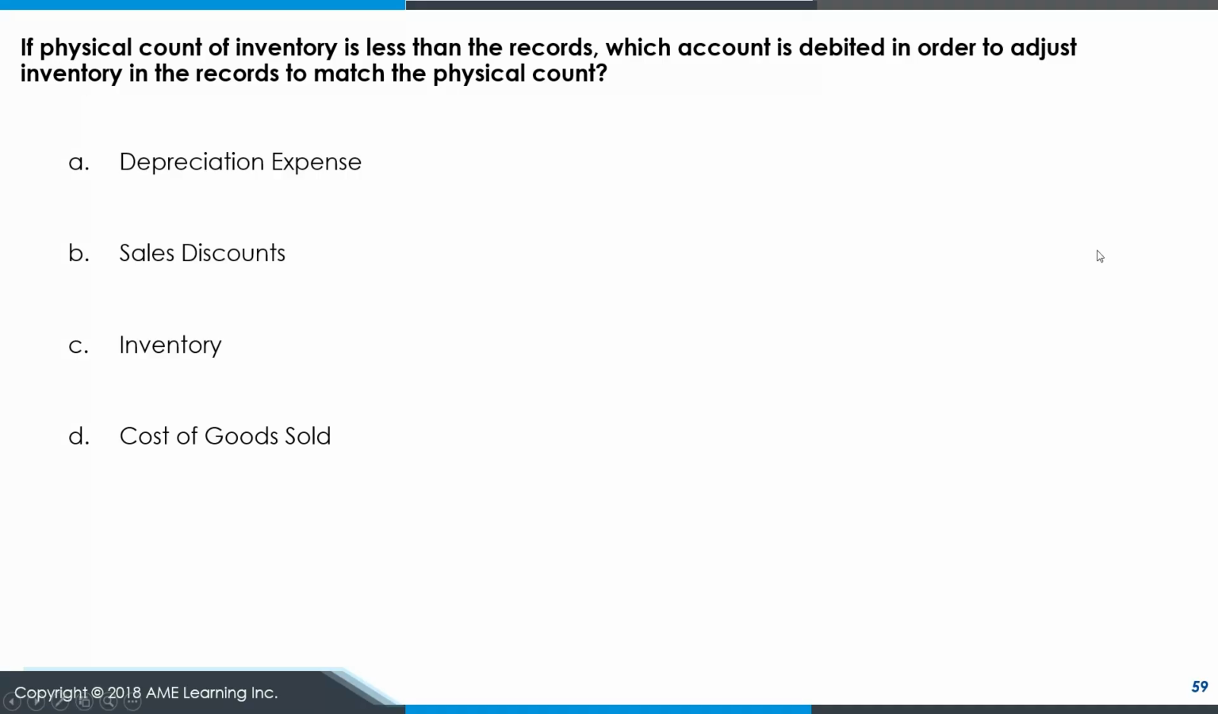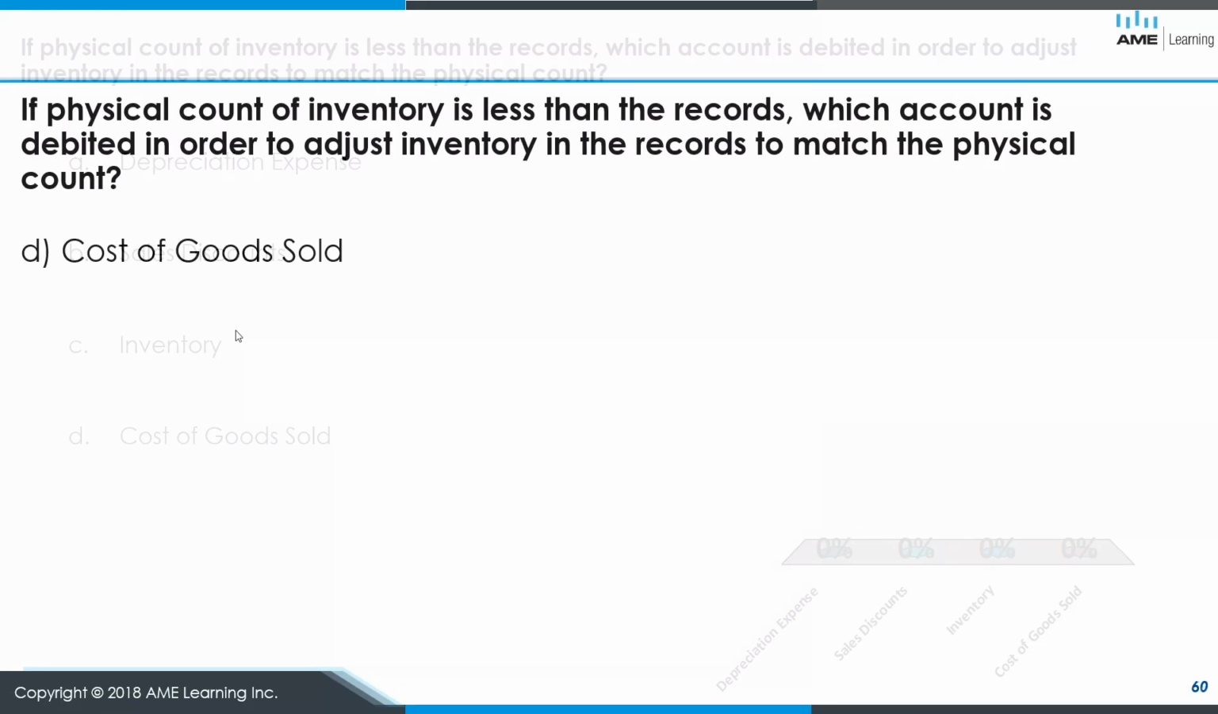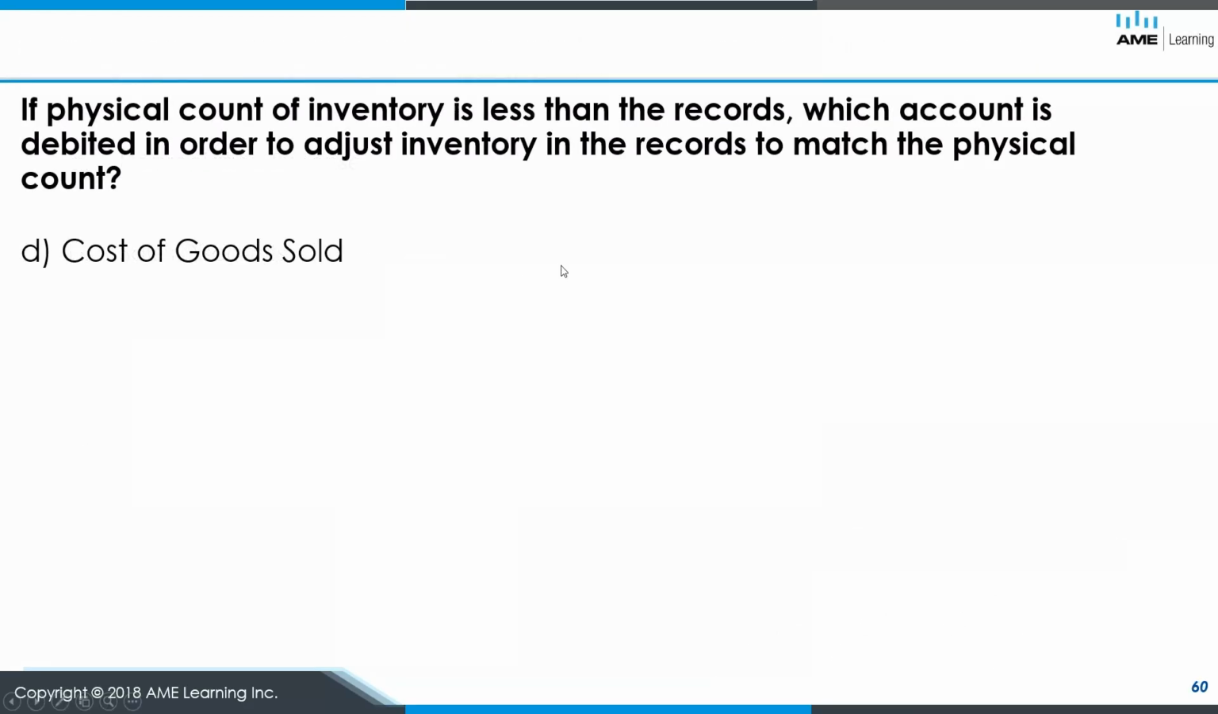Okay, so here our question says, if the physical count of inventory is less than the records, which account is debited in order to adjust inventory to match the physical count? And that's where we're going to credit inventory if it's less, and we're going to debit cost of goods sold. So that's our debit.